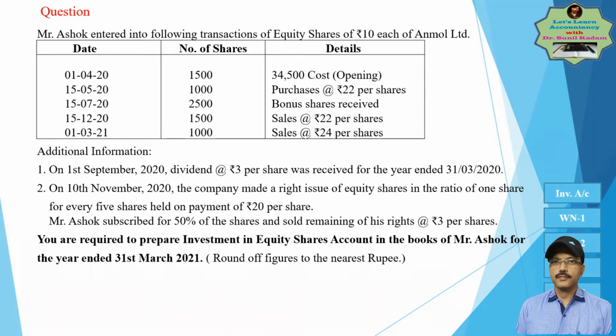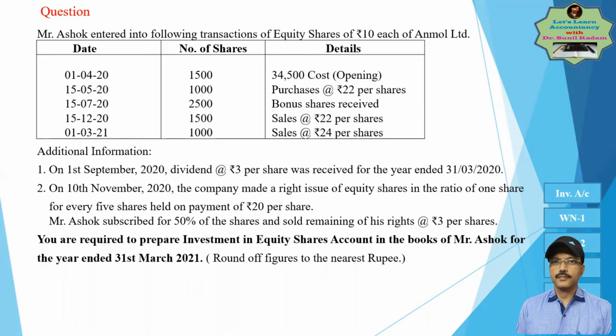Is that clear? So cum-interest and ex-interest are not applicable, and there is no need to work out dividend for each and every transaction. The dividend will be calculated when it is received. There is one date given. See here, on 1st September 2020, dividend at the rate of rupees 3 per share was received. On that day only, the dividend will be calculated and recorded. Elsewhere, just the nominal value and the cost.